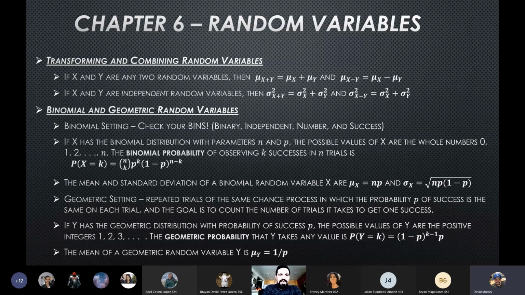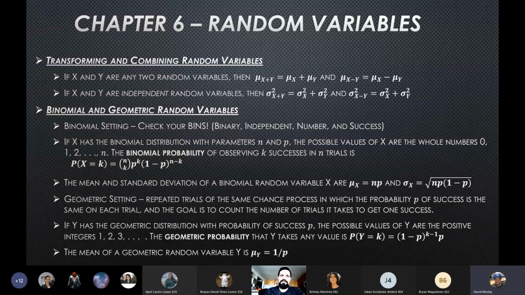If x has the binomial distribution with parameters n, the sample size or the number of trials, and p, probability of success for each trial, the possible values of x are the whole numbers 0, 1, 2, up to n. The binomial probability of observing k successes in n trials is the probability of x equaling k, which is equal to n choose k. That's what's in the parentheses there, that n on top of k. It is not a fraction. There is no fraction line. It's n choose k, which is basically saying how many different ways can I have k things happen in a set of n possibilities.